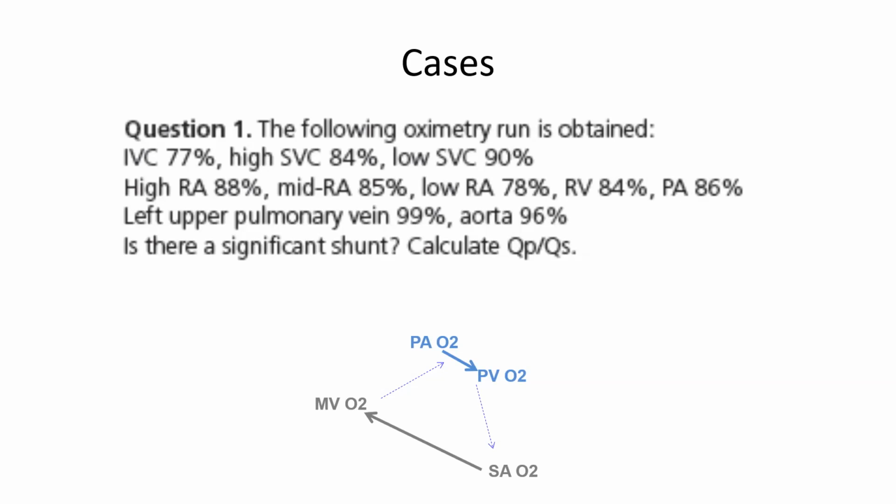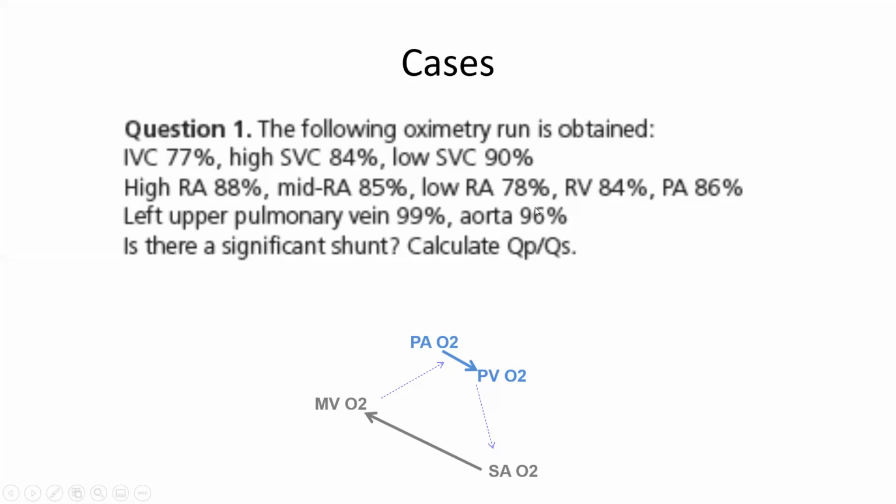This is another case here. So this is an oximetry run, okay? This is an IVC, so IVC 77%, high SVC 84%, low SVC 90%. Then you have those RA 88 and so on, and PA eventually. To make it simple, I think look at the first ones and the last ones. Then eventually you sort out the small things in the middle. But the most important thing is the beginning and the end. The things in the middle help you sort out where the actual step up is. They don't often help you in the math. They help you sort out what's the level of the shunt.